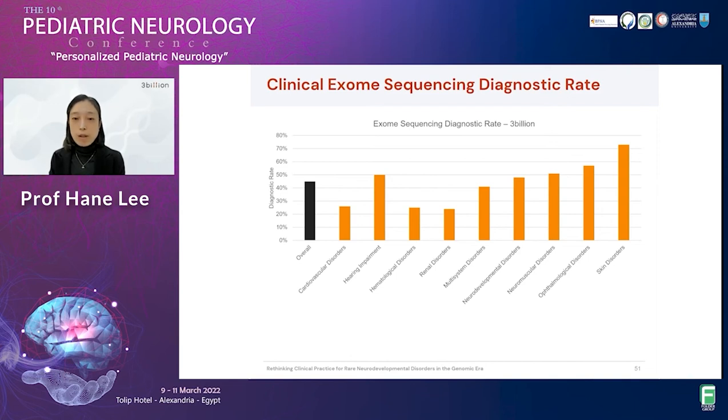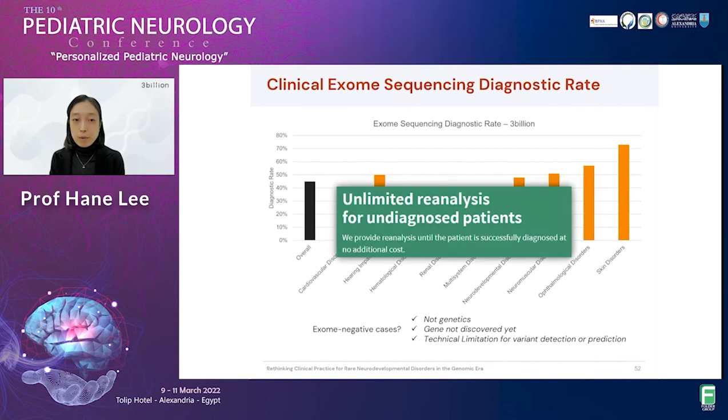However, more than half the patients are still undiagnosed. What could be the reasons? Here are a few possibilities. First, it's possible that certain patients don't have a genetic disorder. Secondly, the causal gene may not have been discovered yet as a disease gene. It's also possible that certain variants are not identifiable by the current NGS technology or interpretable by current bioinformatic tools. If it's the second case, a reanalysis of the existing exome data will find a causal variant someday, once the causal gene becomes a disease gene. And that's why reanalysis of the exome negative cases is critical. 3billion actually runs reanalysis daily at no additional cost because of that reason.